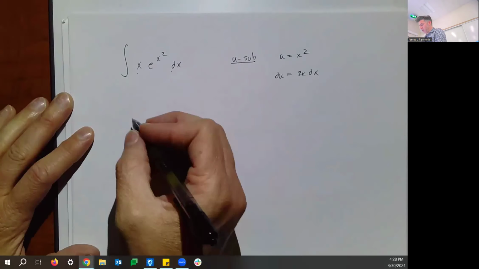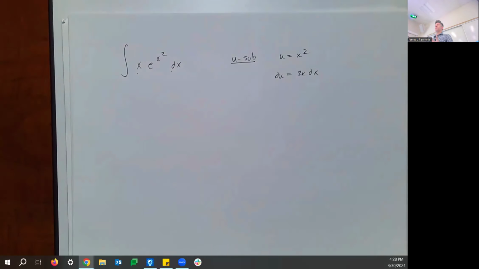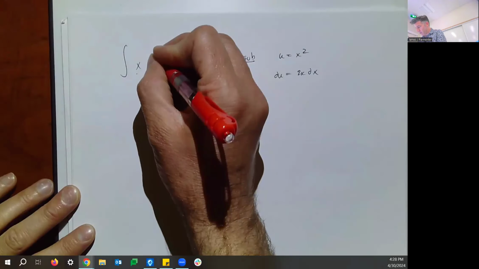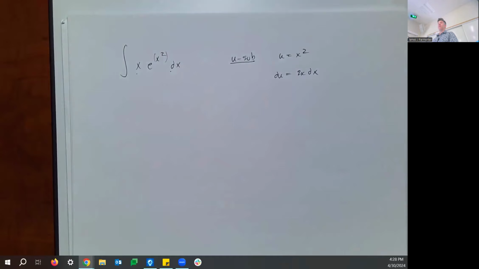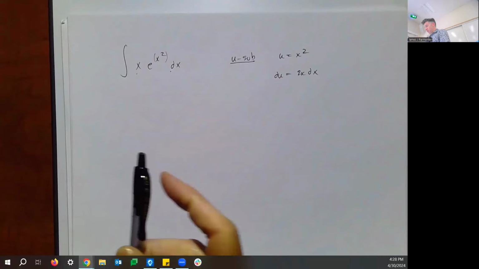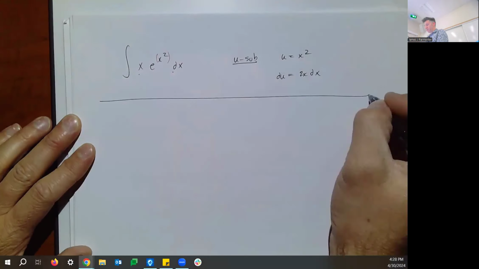In the same sort of way, u sub comes up more when you have a more complicated inner function. If you have a composition and the inside part of the composition is more complex than just x. Whereas integration by parts is going to come up when we have a multiplication of functions. So let me give you two more.